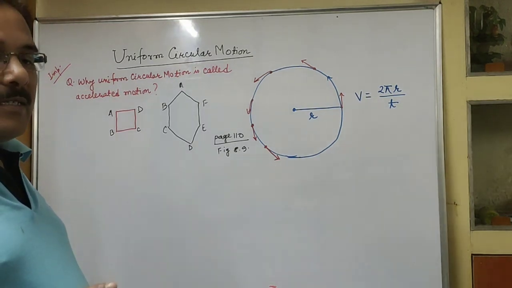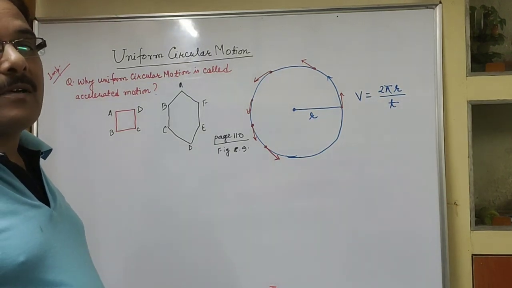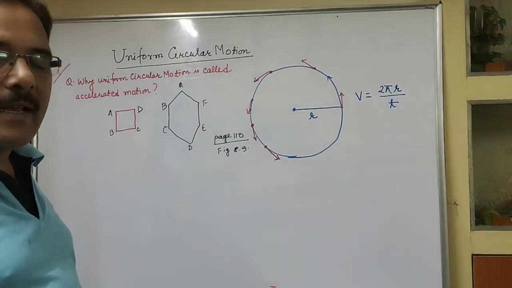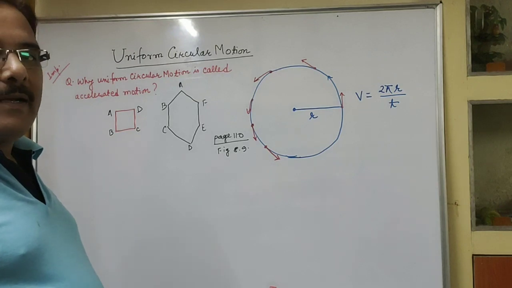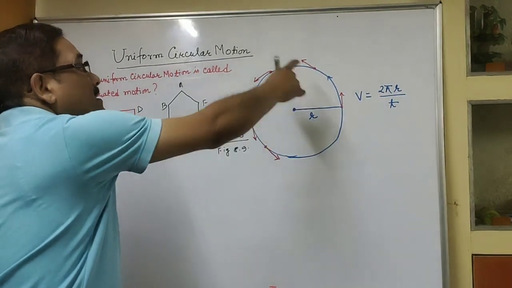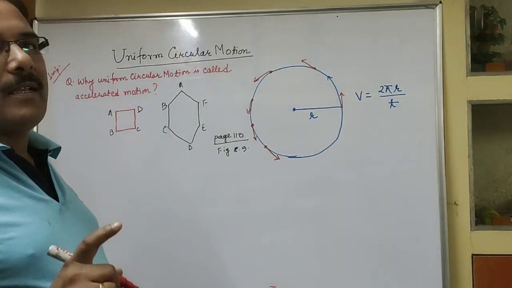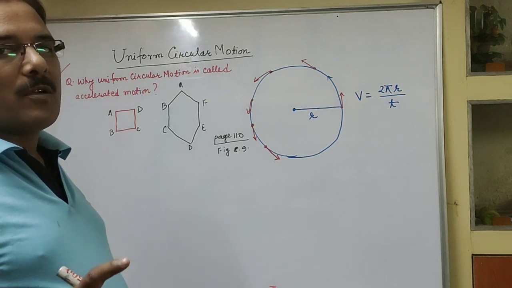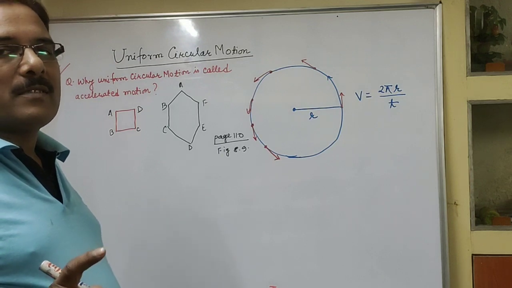So if direction is changing, it means velocity is not constant, because velocity is a vector quantity. It depends on magnitude as well as direction. Although magnitude is constant, speed is constant, its direction is continuously changing along the path, and due to the change in direction, the motion is accelerated. So we say that uniform circular motion is an accelerated motion. I think now it is clear to you.